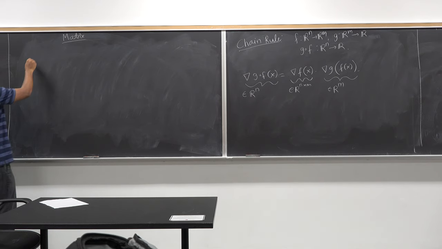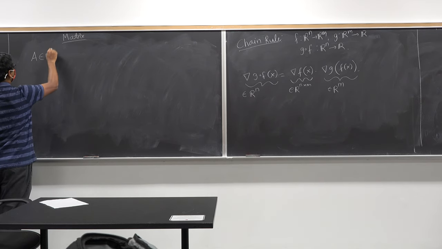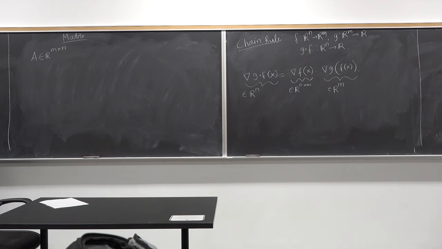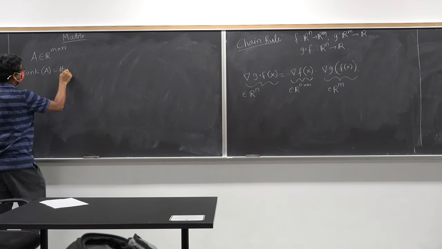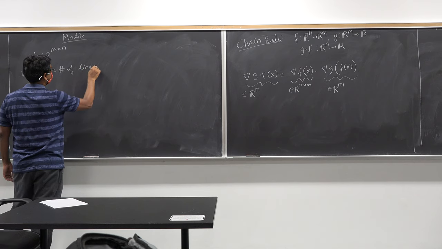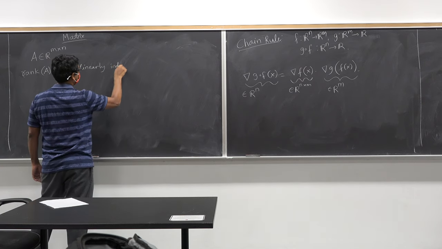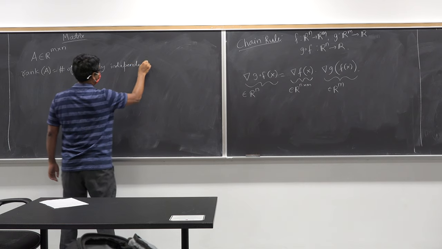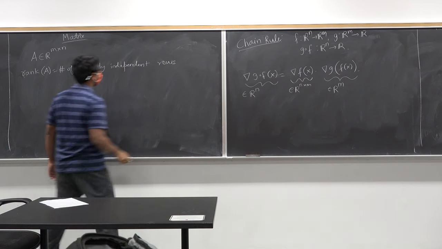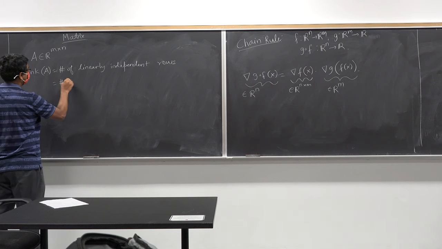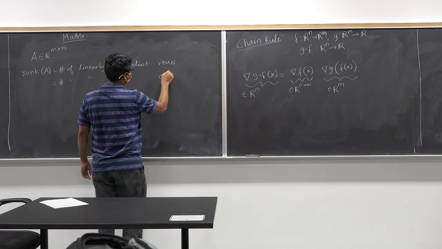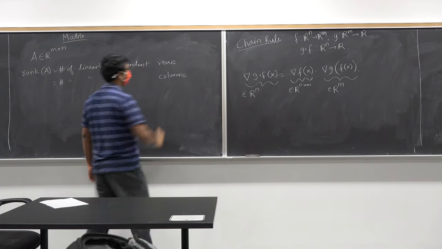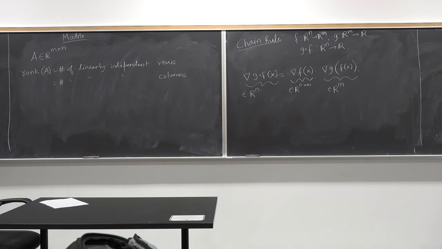So we have a matrix A, m cross n. The rank of A equals the number of linearly independent rows, which is also equal to the number of linearly independent columns. That's how we define the rank of a matrix.